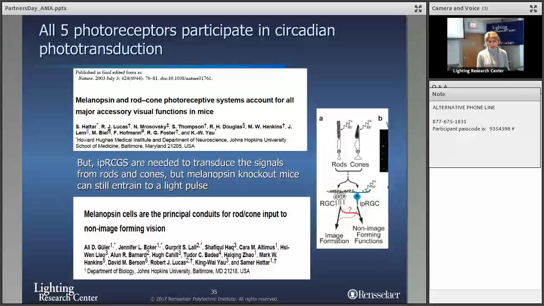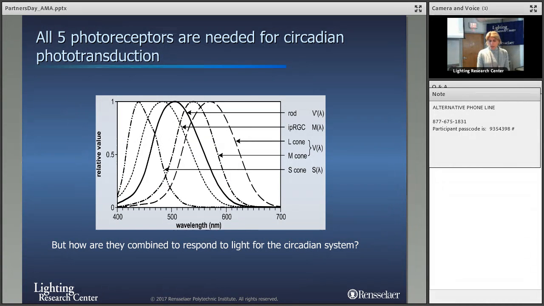in circadian phototransduction. Now, what's very interesting is that we do need the IPRGCs to be able to transduce that signal to the brain. But we don't need melanopsin. If you remove melanopsin from the IPRGCs and you keep the IPRGCs in the retina, you still have some, albeit diminished, response by the circadian system. And that response is sort of a result of the processed information that comes from the rods and cones. So we do know that we need all 5 photoreceptors.